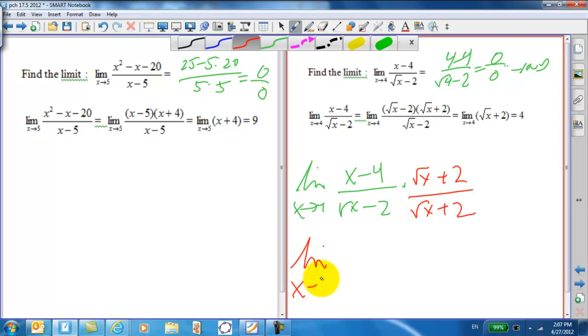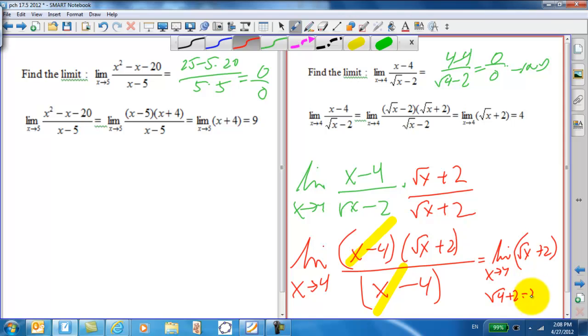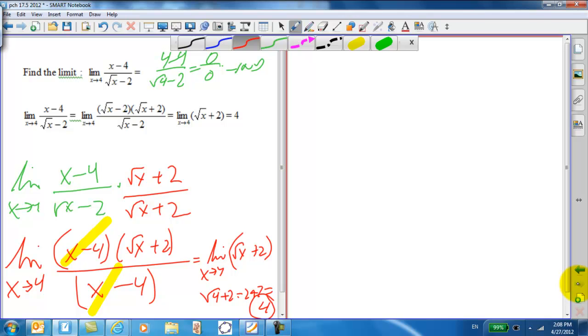And when you do that, the limit as x goes to 4. Don't expand out the top, because we're hoping that this thing will fall out, because that thing's making a 0. We want something that makes it 0 on the bottom as well. So you keep those as they are. Now when you expand out the bottom, you get x, square root of x squared, which is x, minus 2 squared, which is minus 4. See how those cancel now? And now we're all set. Because now you get the limit as x goes to 4 of the square root of x plus 2. And we can evaluate that. Square root of 4 plus 2, 2 and 2 is 4.